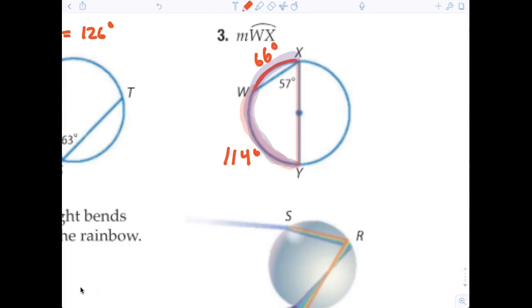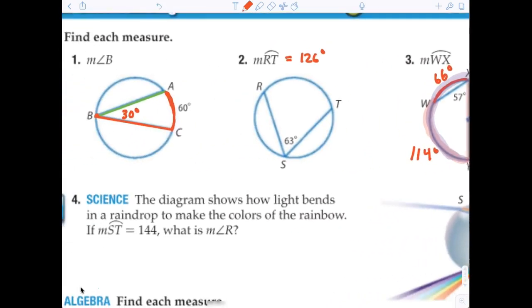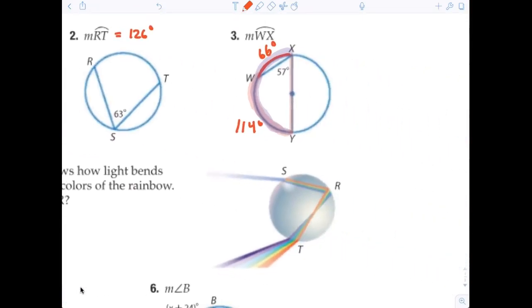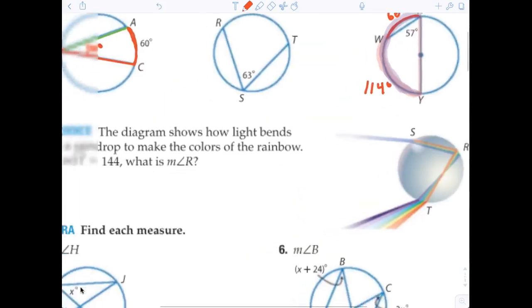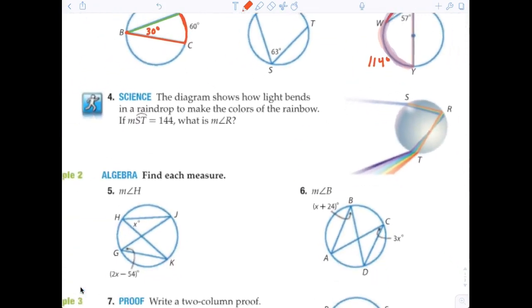All right, tell me. Why is that one? Have you been listening to 1 and 2? Right? It's an inscribed angle. All right? So an inscribed angle is always half of the intercepted arc. All right? So if you have the angle, multiply the angle by 2, that will tell you the arc. All right? Now, let's take a look at number 4.